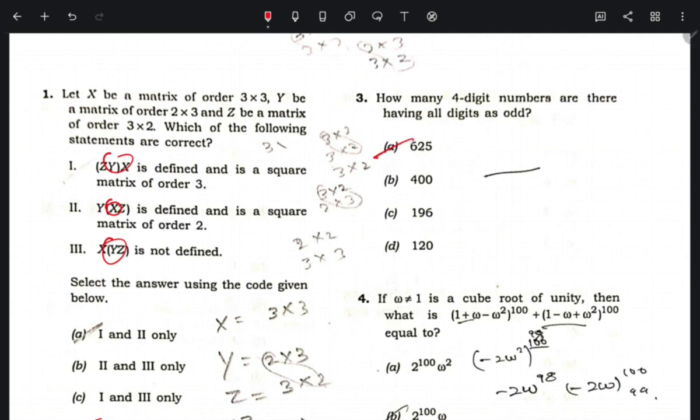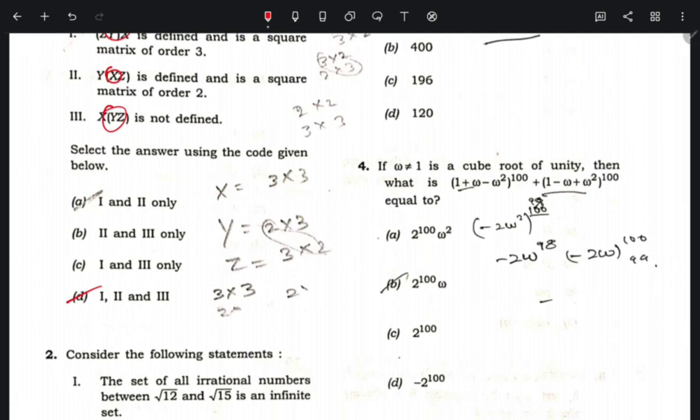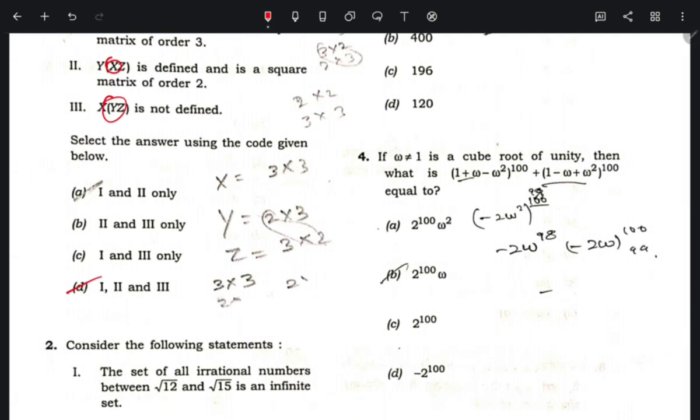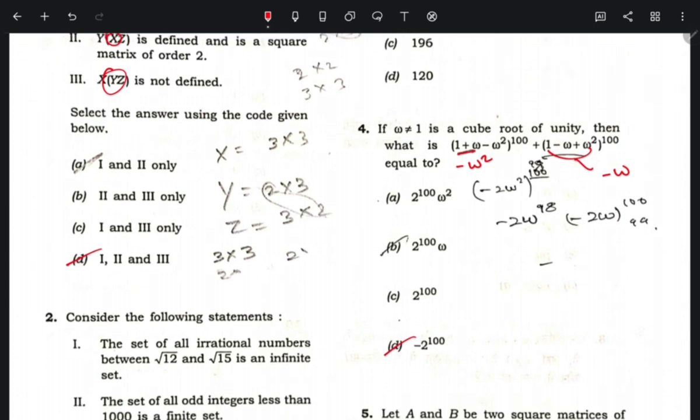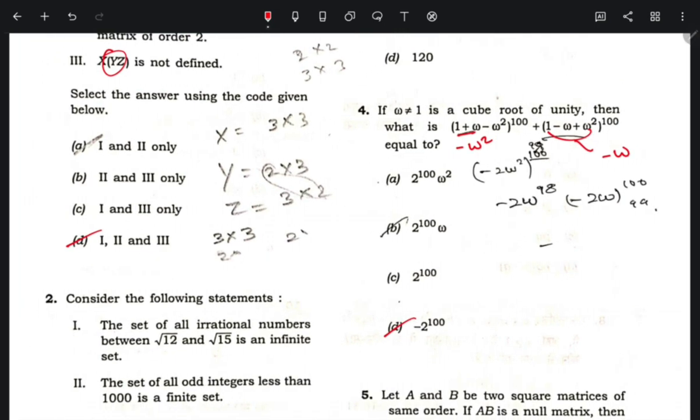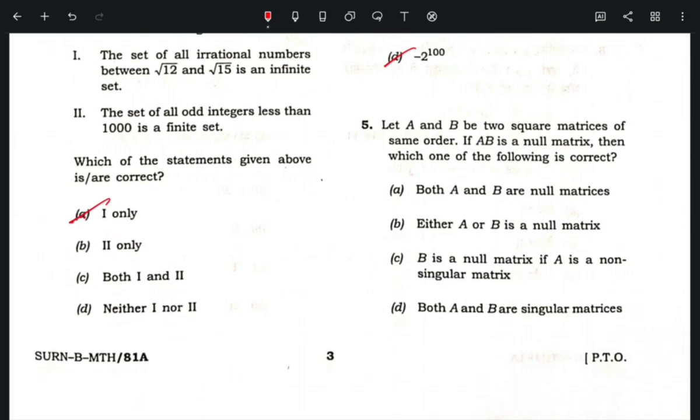3, it is A, 5 power 4 will be the answer. 4, so how will you do it? You just convert this into minus omega square, convert this into minus omega, then take it to the power of 100, right? So you'll be left with D. 5. So again, it's a matrix question.